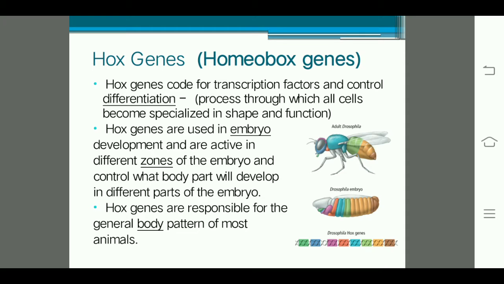Hox genes. Hox genes code for transcription factors and control the differentiation process through which all cells become specialized in shape and function. Hox genes are used in embryo development and are active in different zones of the embryo, and control what body part will develop in different parts of the embryo. Hox genes are responsible for the general body pattern of most animals.